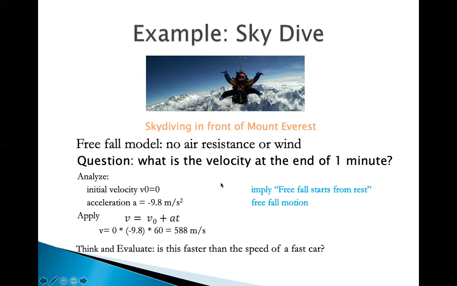So in summary, this is an example of a free fall motion. We used the equation for motion with constant acceleration to solve this. The only thing that stands out here is the gravitational acceleration is negative 9.8 meters per second squared.